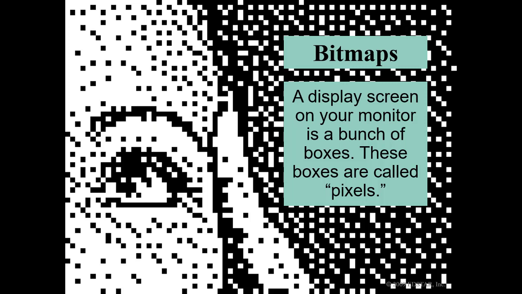When a computer wants to tell the screen what to display, it does so using a bitmap. A bitmap is a binary code where each place value stands for a different pixel, which are the individual light bulbs that make up your computer's screen.